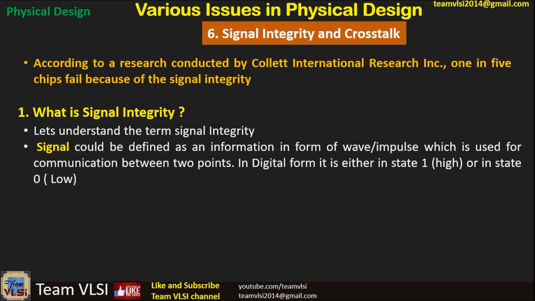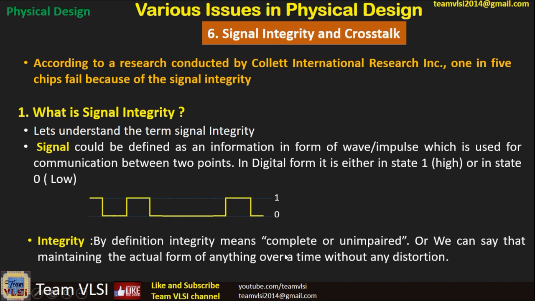First we'll talk about the signal. A signal could be defined as information in the form of a wave or impulse which is used for communication between two points. In digital form, it is either in state 1 or in state 0. So a signal could typically be in this format, either 0 or 1 in a digital signal, and it switches between 1 and 0 at regular intervals.